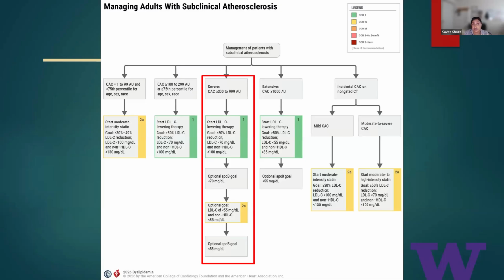So our patient had severe CAC at 500, and the guidelines actually recommend lowering the LDL to less than 70. So it's pretty specific, with an option to get it even lower, to less than 55. I think this is a really great part of the new guidelines, that we actually have targets for a lot of different things.